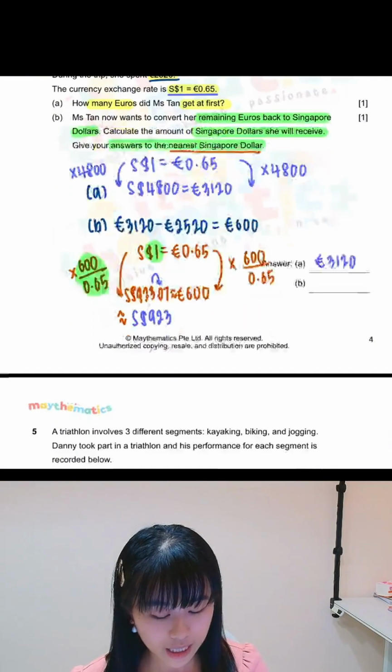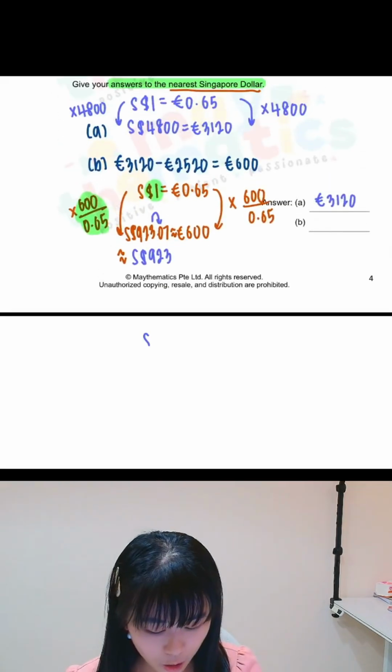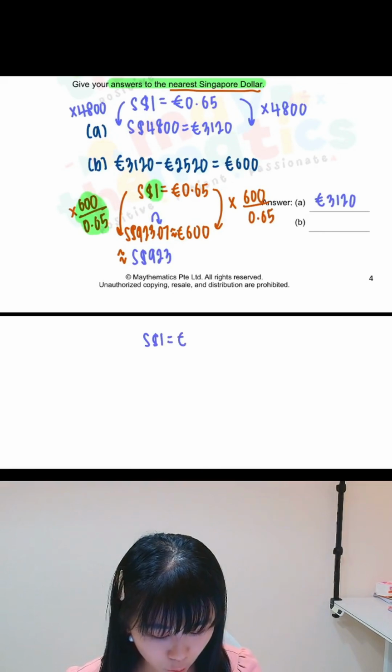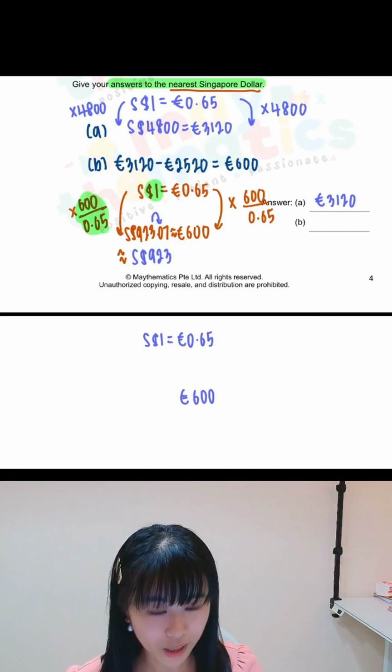Okay, you can see the other step. A quick one, I show you how to do the other step. So basically, your Sing dollar $1 is euro 0.65. If you want to change to euro 600, it's a bit hard. So it's a bit hard, right?